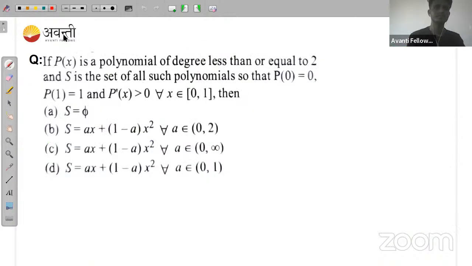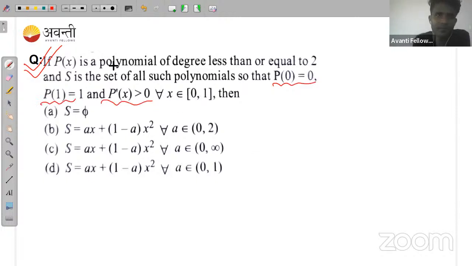One more question here. Okay. The question is: if p of x is a polynomial of degree less than or equal to 2, and S is the set of all such polynomials so that p of 0 is equal to 0. You can do it easily. This is an advanced PYQ, but you can do it easily. Whatever information is given, you just have to keep using it.